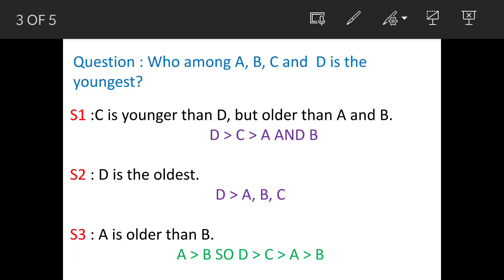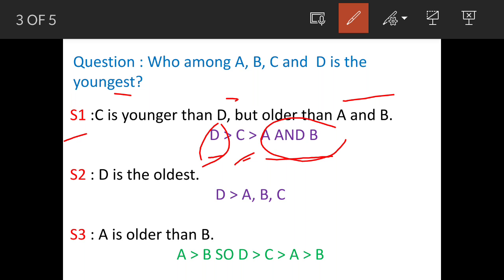Now the question is shown. Who amongst A, B, C and D is the youngest? This is our question. Now S1 says C is younger than D but older than A and B. So we can write it like this: D is greater than C and C is greater than A and B. That means D is older than C and C is older than A and B.